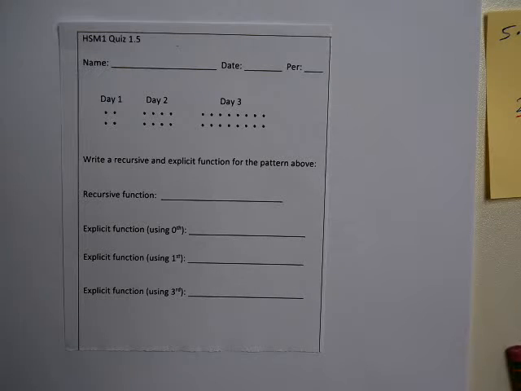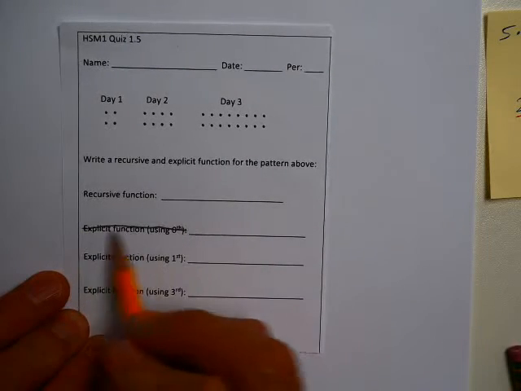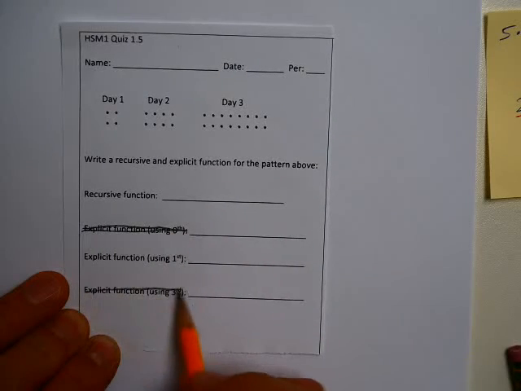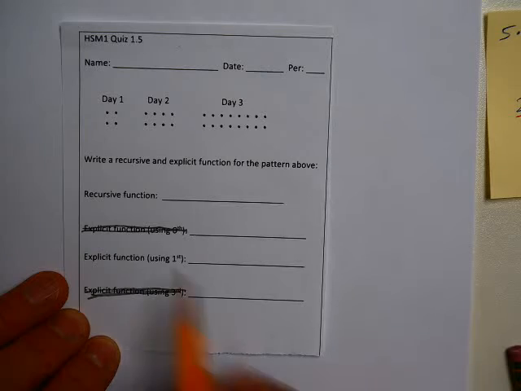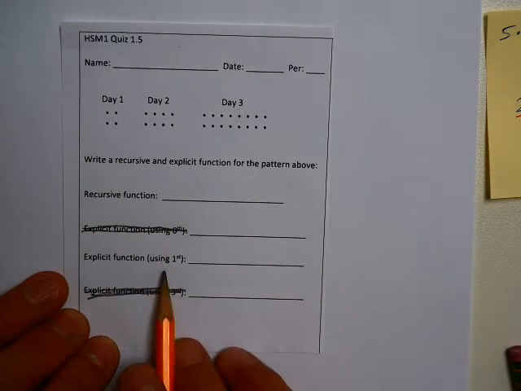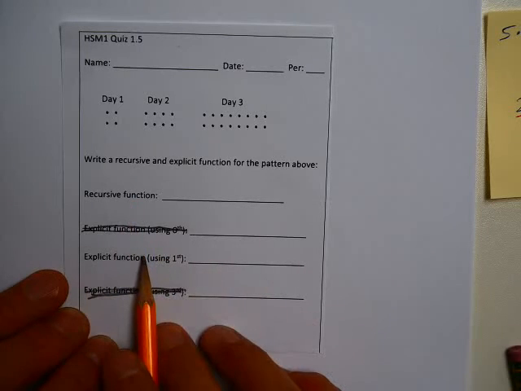All right, on 1-5, this was our quiz, and I told the students specifically not to worry about this or this. It doesn't really make sense in the context of this problem because we're starting on day 1 here. So using the first term makes the most sense. So it's still asking us for the recursive and the explicit.